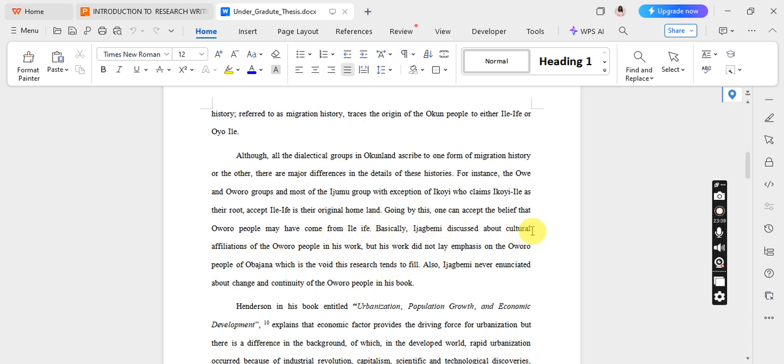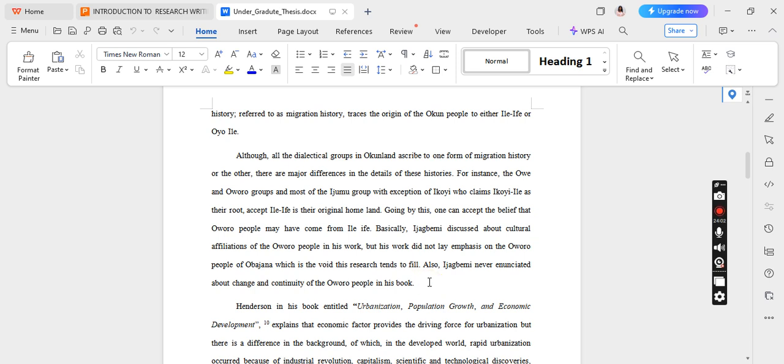Basically, Ijagbemi discussed the cultural affiliations of the Oworo people in his work, but his work did not lay emphasis on the Oworo people of Obajana, which is the void this research tends to fill. Also, Ijagbemi never enunciated about the change and continuity of the Oworo people in his book.